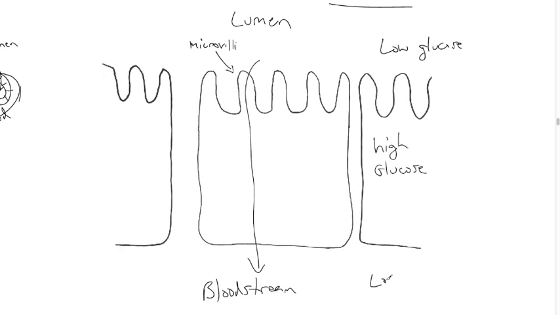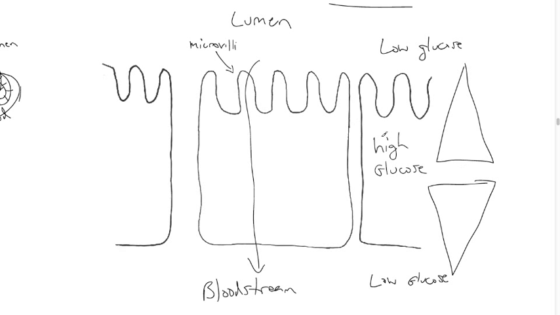And in the bloodstream, you have low glucose. So again, if you think about these as concentration gradients, you can draw these triangles that we refer to. Okay, and here are your concentration gradients for glucose with respect to the inside of the cell, the lumen, and the bloodstream.